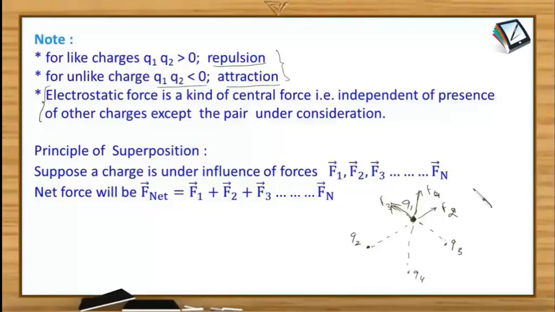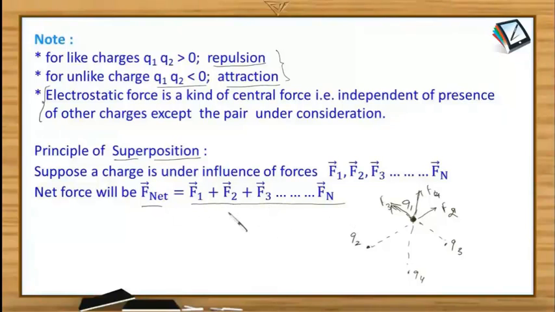That is the point which is the basis of the principle of superposition, that you have to calculate all individual forces independently, irrespective of the presence of other charges, and after that take the vector sum to get the net force. The answer will be correct. So the net force will be the vector sum of F1, F2, F3, etc. Have you got this point? What is the principle of superposition? The principle of superposition tells that F is equal to F1 plus F2 plus F3 and so on.